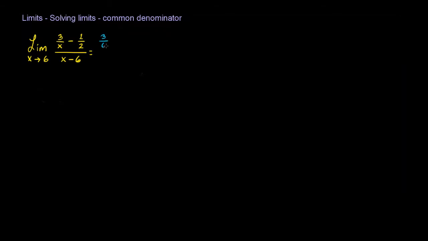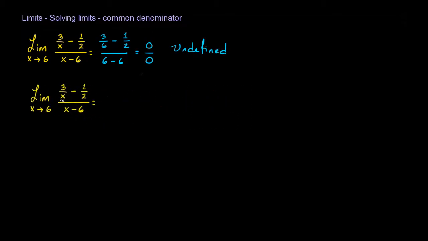It will be 3 over 6 minus 1/2 all over 6 minus 6, and we can just notice that this is the same as positive 1/2. So if we subtract what's in the numerator, we'll get a 0, and below we'll get as well a 0, 6 minus 6. So we get to our undefined. That means we have to do something about it. We have to work this through algebra, so that's what I'm going to do.